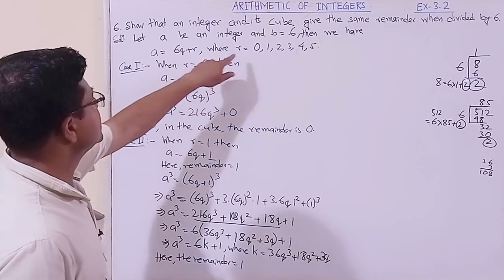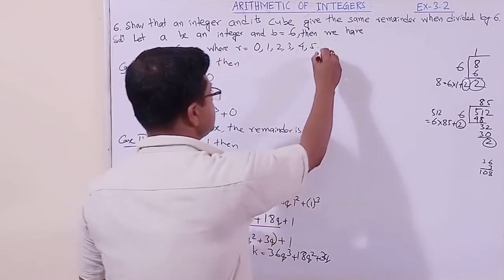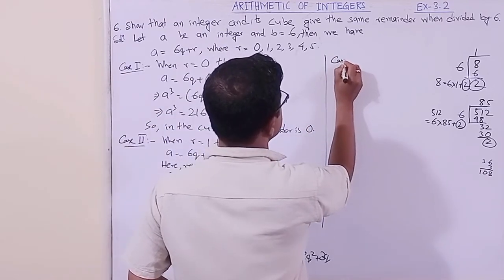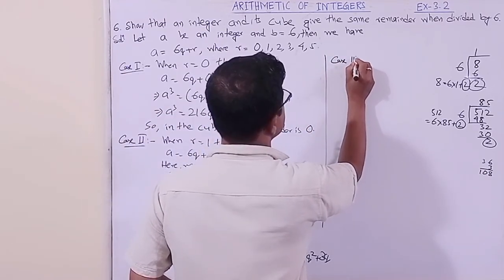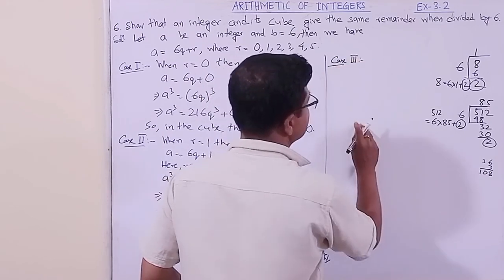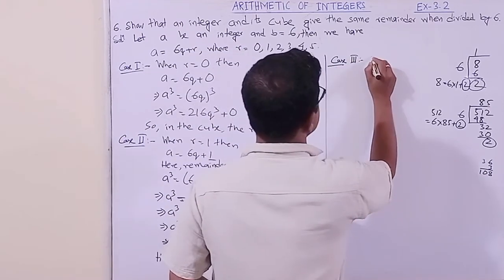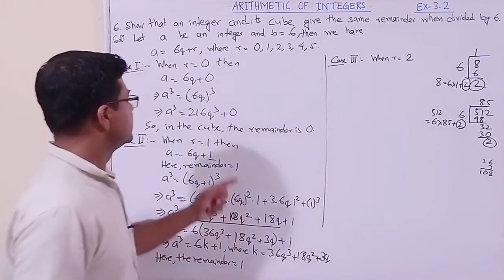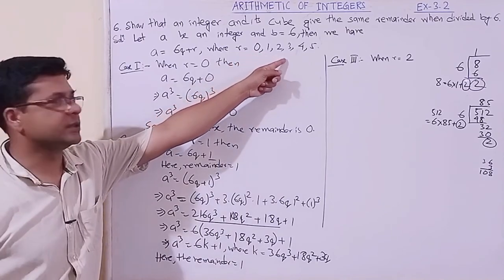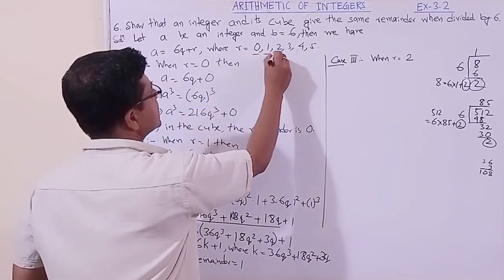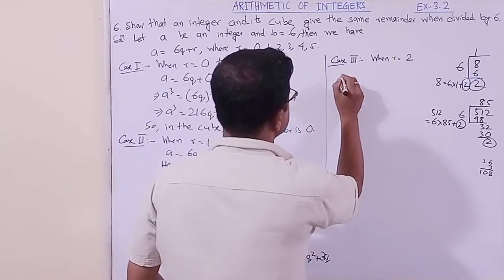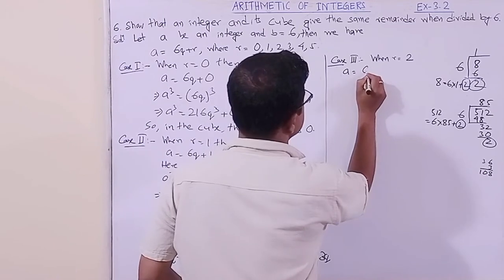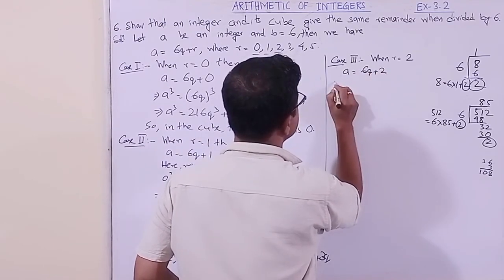Now let us take r equal to 2. If the remainders are the same, we will similarly write it. Case 3: when r is equal to 2. First case, second case and third case, third case is going on. Then a equal to 6q plus 2. Here what is the remainder?